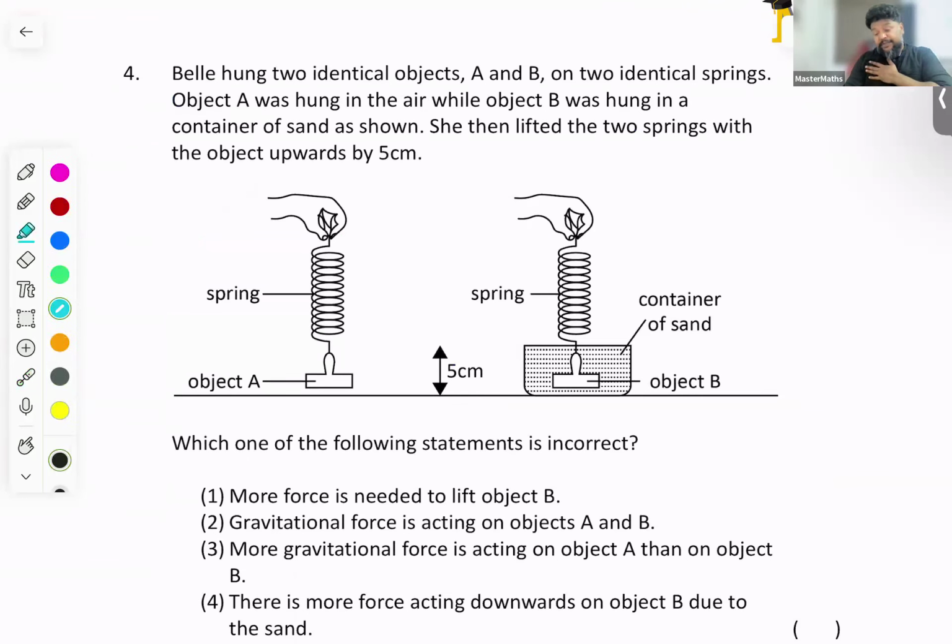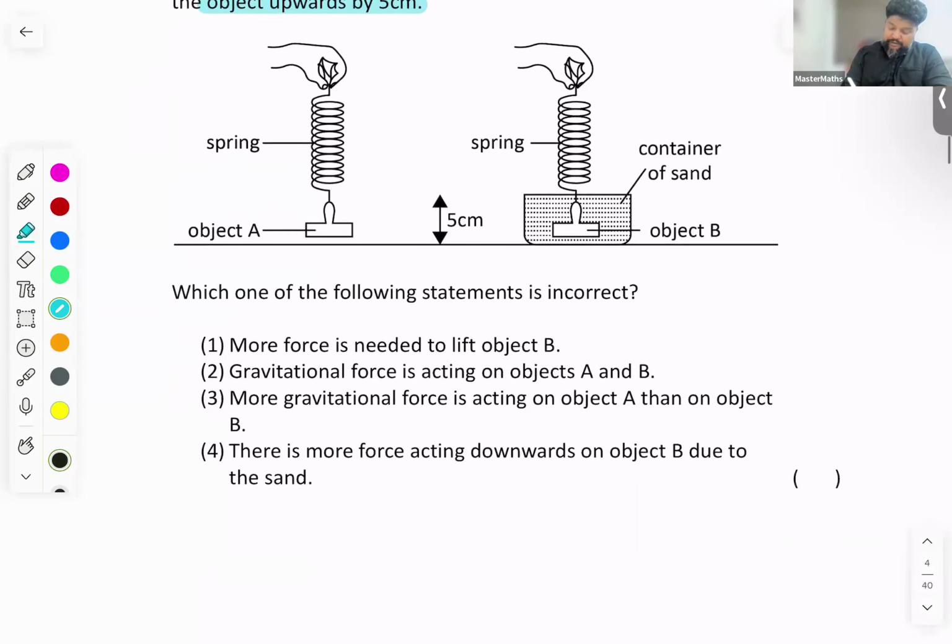Bell hung two identical objects, A and B, on two identical springs. A was hung in the air while B was hung in a container of sand. She then lifted the two springs with the objects upwards by 5 cm. Which of the following statements is incorrect? More force is needed to lift B. True or false? True, lah. Why? Because over here there's nothing pushing it down. Over here sand is pushing it down.